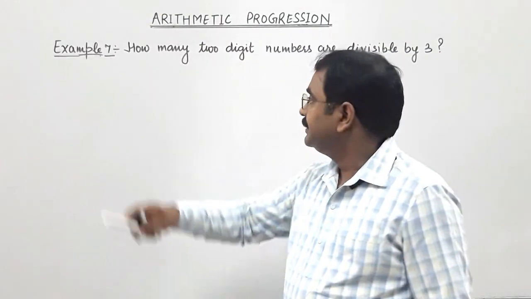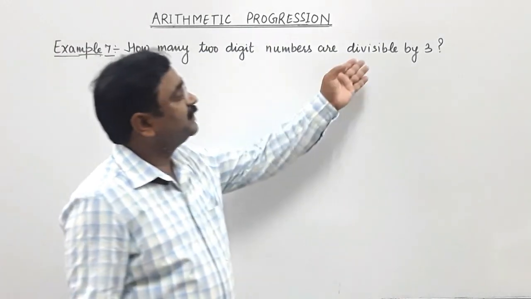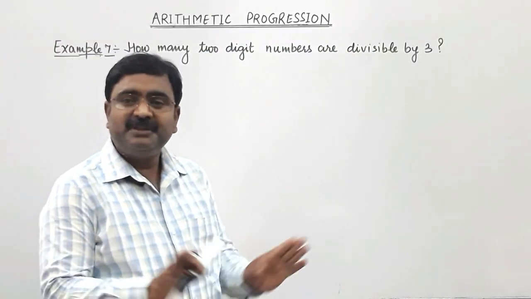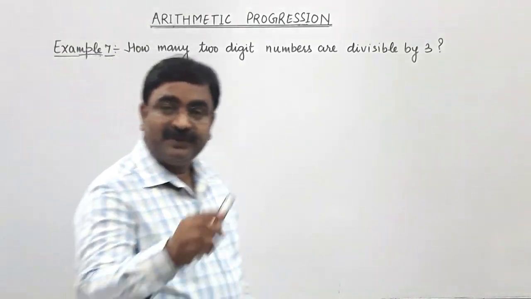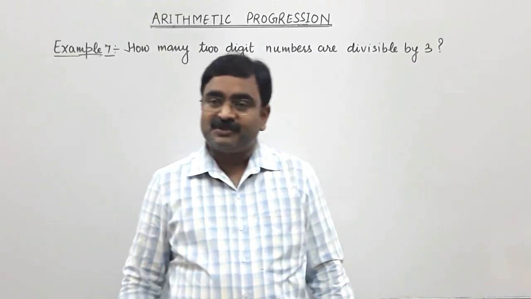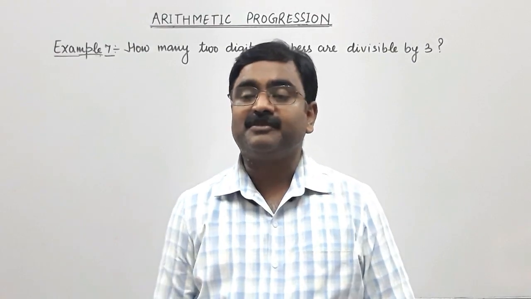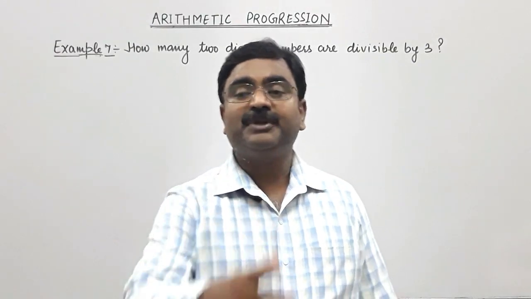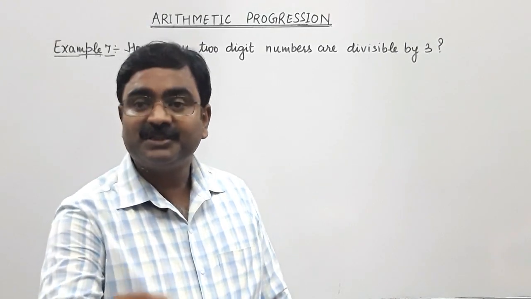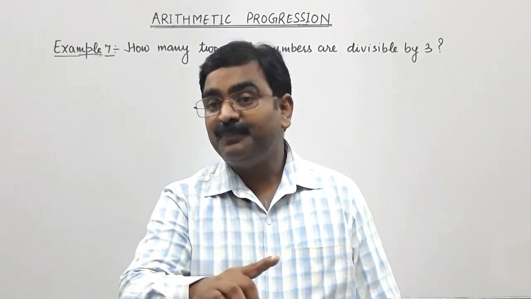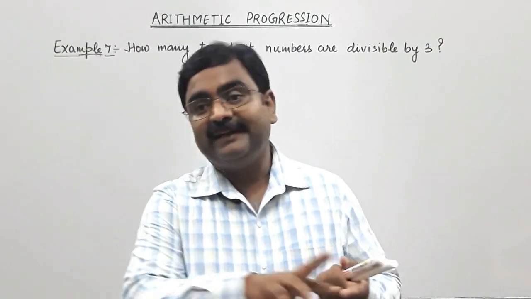Friends, see example number 7. The question is given: how many two-digit numbers are divisible by 3? In this, nothing is given. हमारा कोई भी arithmetic progression series नहीं दिया गया. So first of all we have to decide our series. उसके बाद हम find करेंगे that how many two-digit numbers are divisible by 3. तो first of all we have to decide two-digit number कहाँ से start होता है. So two-digit numbers start from 10 up to 99. 10 से start होता है 99 तक होता है.